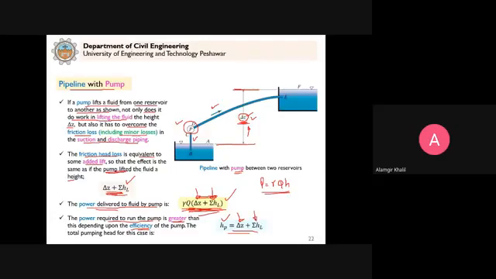But then, because of efficiency, it's not 100% efficient. So again, the head required will be more than this, depending on the efficiency. And this we will study when we study the pumps chapter later on in the course.